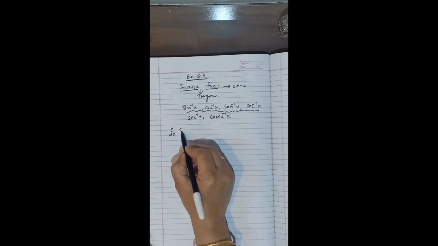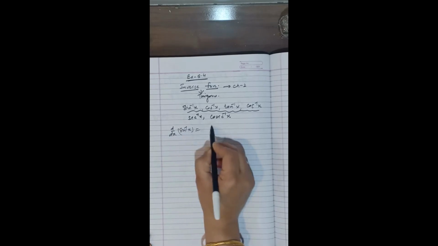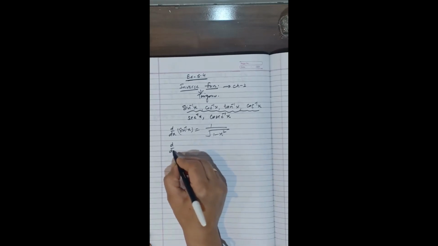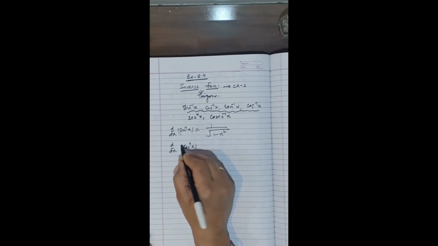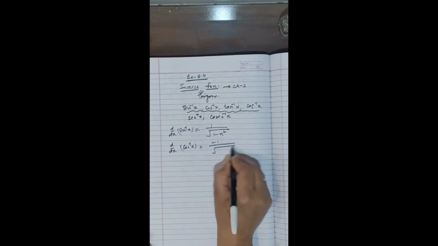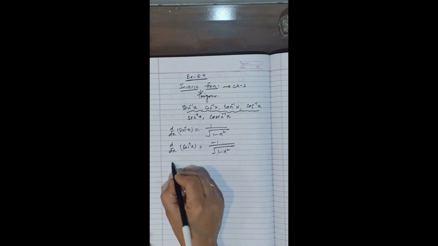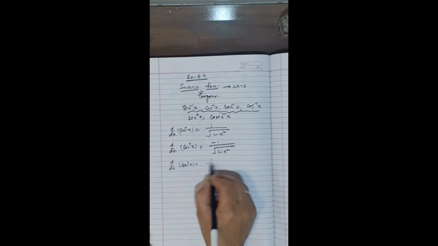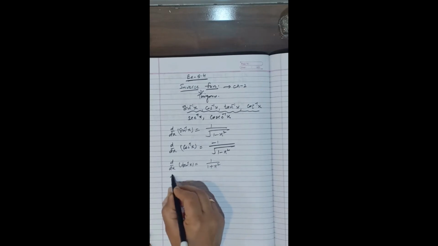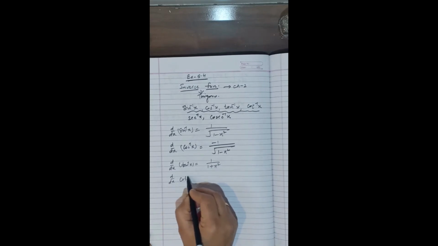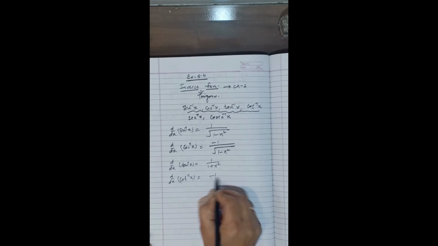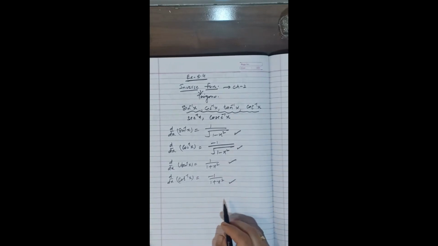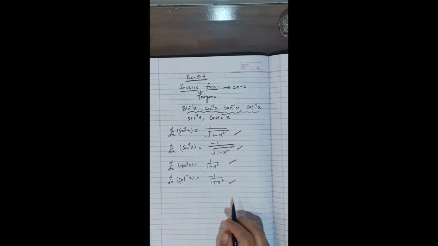Derivative of sine inverse x is 1 upon under root 1 minus x square. Derivative of cos inverse x is minus 1 upon under root 1 minus x square. Derivative of tan inverse x is 1 upon 1 plus x square. Derivative of cot inverse x is minus 1 upon 1 plus x square. These four you need to learn so that you may understand the questions properly.